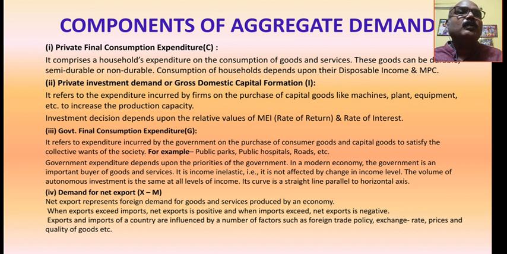So when export is more than import, net export is positive. अगर एक्सपोर्ट इंपोर्ट से ज़्यादा होता है तो नेट एक्सपोर्ट पॉजिटिव होगा. If import is more than export, then net export is negative. अगर इंपोर्ट का वैल्यू एक्सपोर्ट वैल्यू से ज़्यादा होगा, तो नेट एक्सपोर्ट नेगेटिव होगा. And when export and import both are the same, then net export is 0. Okay, so these are the main components of the aggregate demand.